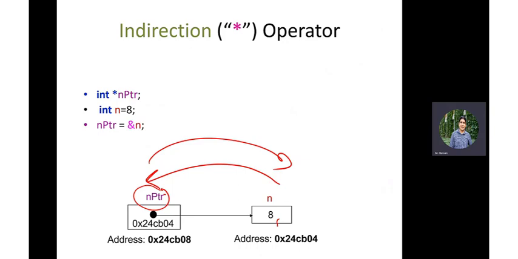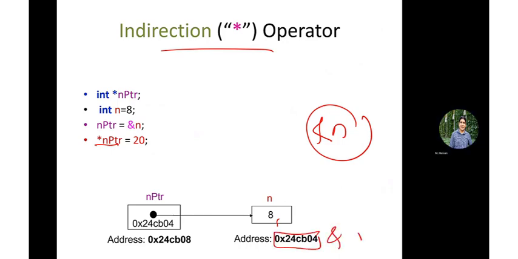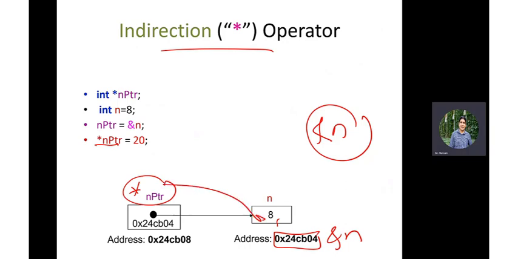And this is answered by what we call the indirection operator. How to do this? I use the asterisk in front of the pointer name, and this now takes me to the value of the variable that n pointer is pointing to. Very complex statement. But the idea is, &n gives me the address of n, which is this value, right? Asterisk n pointer gives me the value of 8, which takes you in the other direction, right?